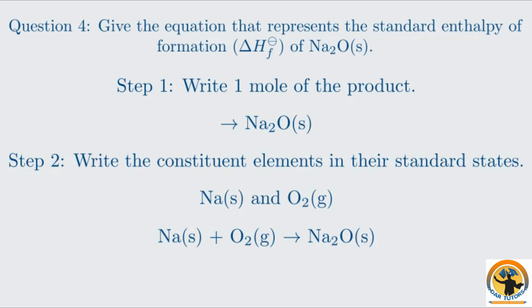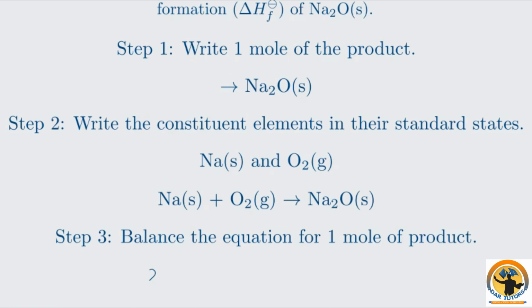Finally, we must balance the equation to form only 1 mole of the product. This means we'll likely need to use fractional coefficients. To get 2 sodium atoms, we need 2 moles of sodium. To get 1 oxygen atom, we need 1/2 mole of diatomic oxygen. The final balanced equation is 2 Na solid plus 1/2 O2 gas forms 1 Na2O solid.